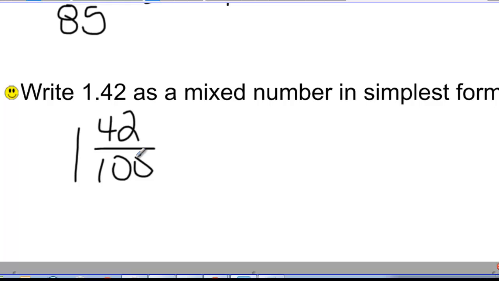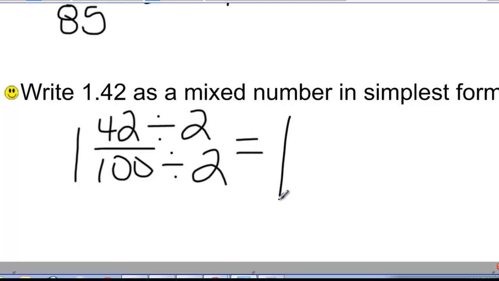I have the whole number part and I have the fraction part, but it's not in simplest form. I would look for the greatest common factor. I can divide both of these, the numerator or top number and the denominator or bottom number, by 2, and I'm going to get still my whole number 1, and then 42 divided by 2 is 21, and 100 divided by 2 is 50. So I'm going to get 1 and 21 50ths, and that's in lowest terms.